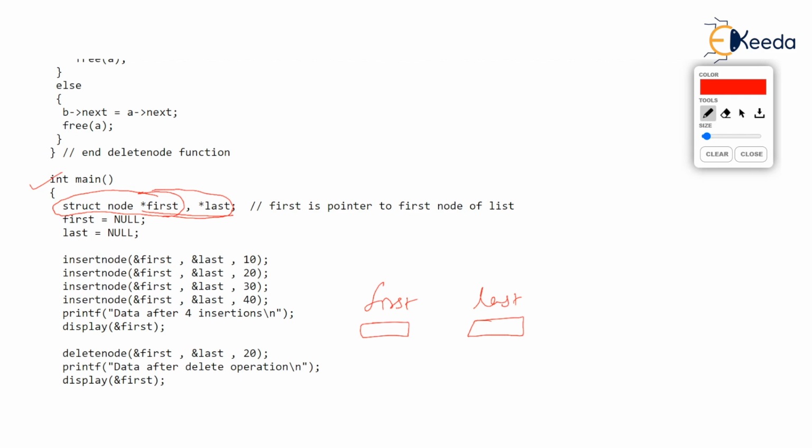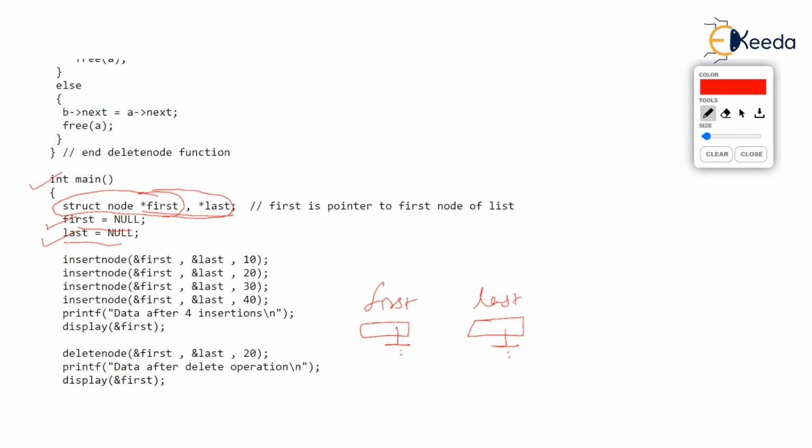Hence, we make both first and last null. Observe, we make both first and last null. Now, if first is null and last is null, it means the list is absolutely empty. There are no nodes yet created, so first and last can't point anywhere. And now we call the insert node function.